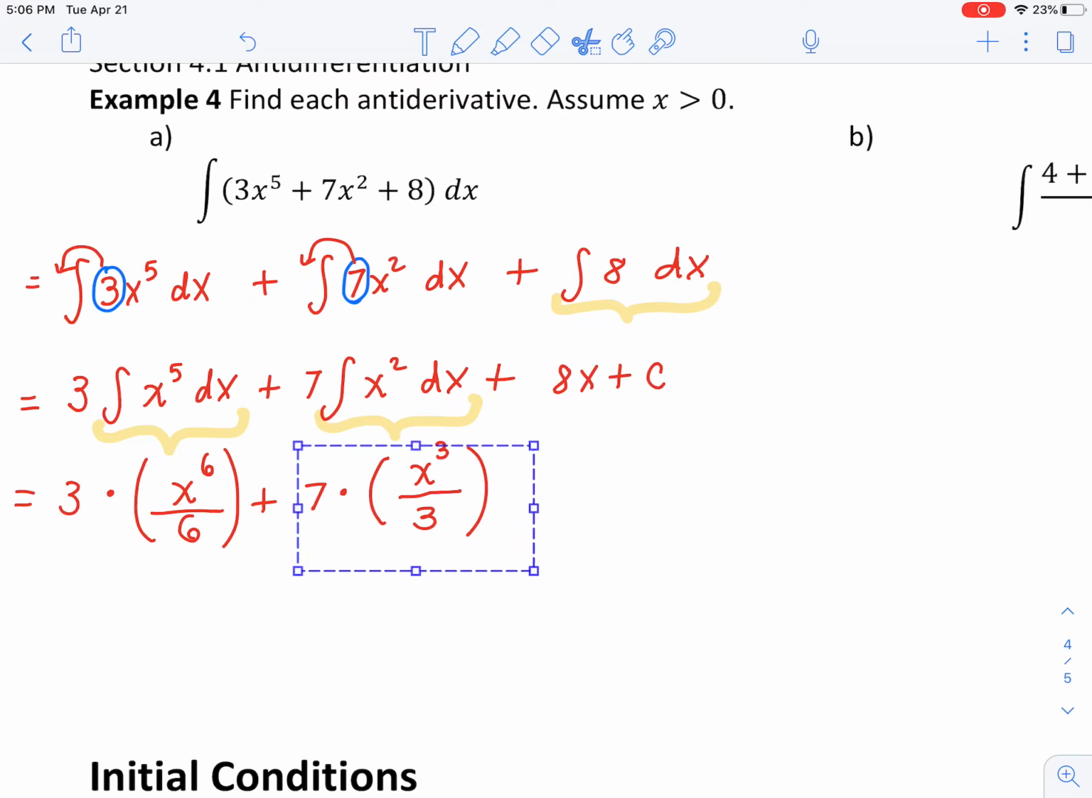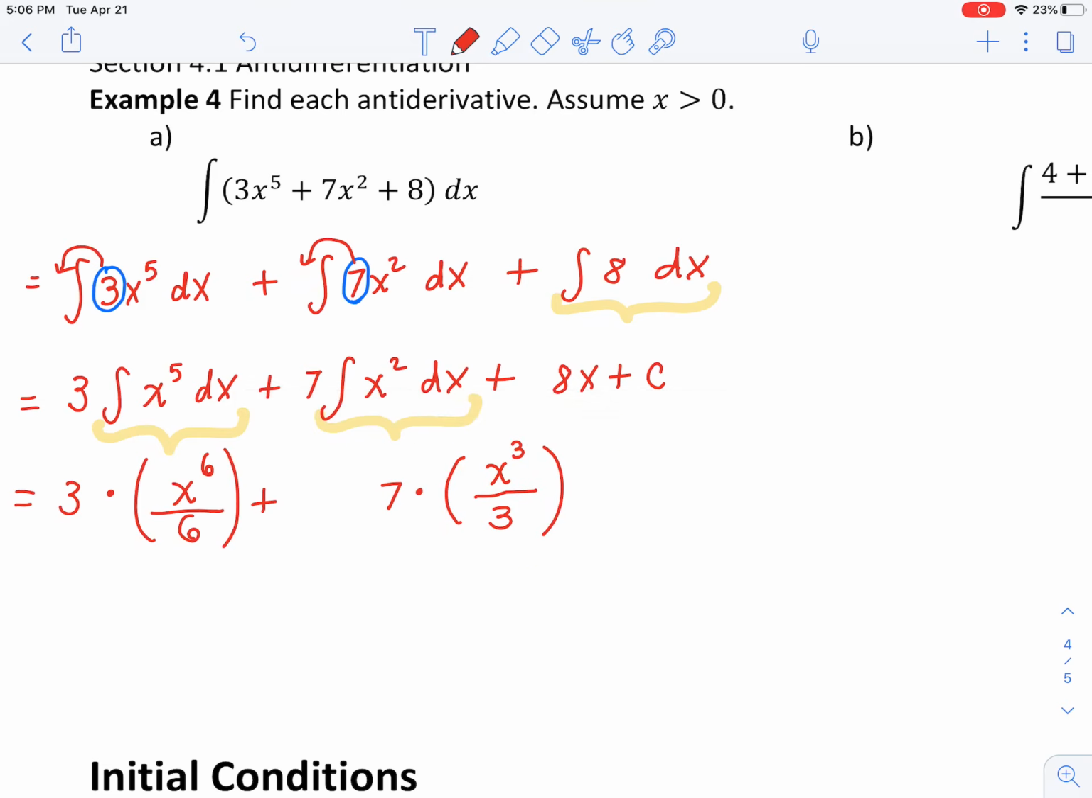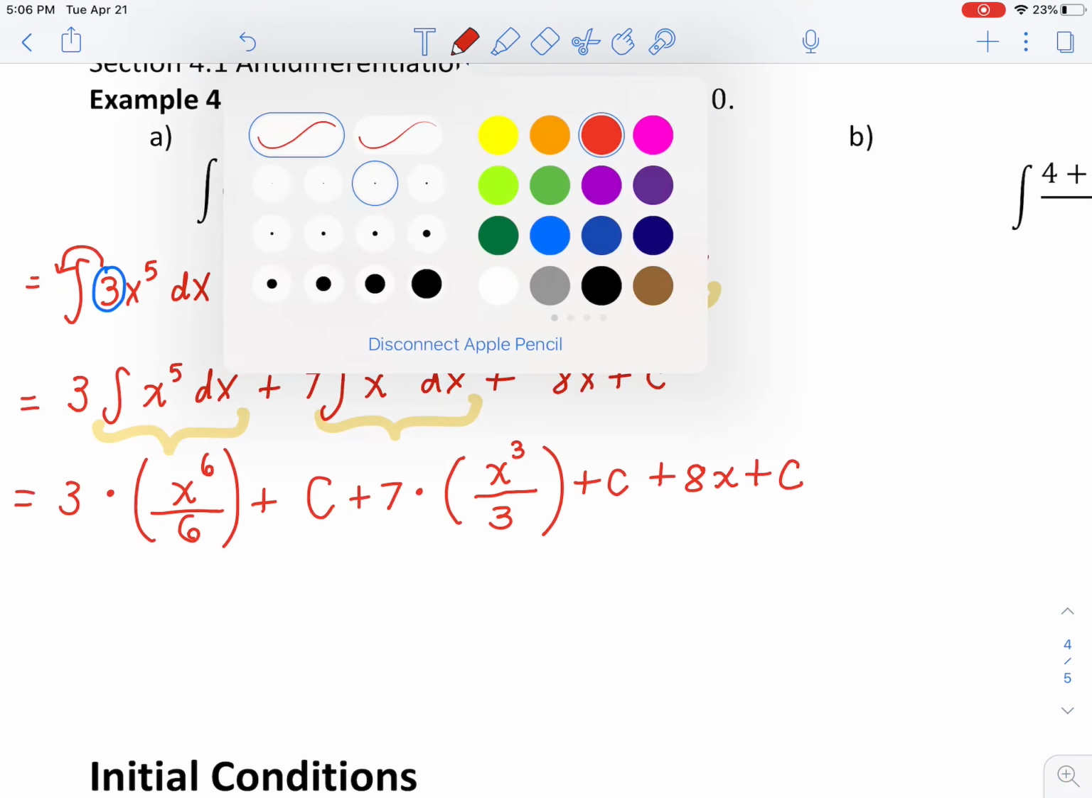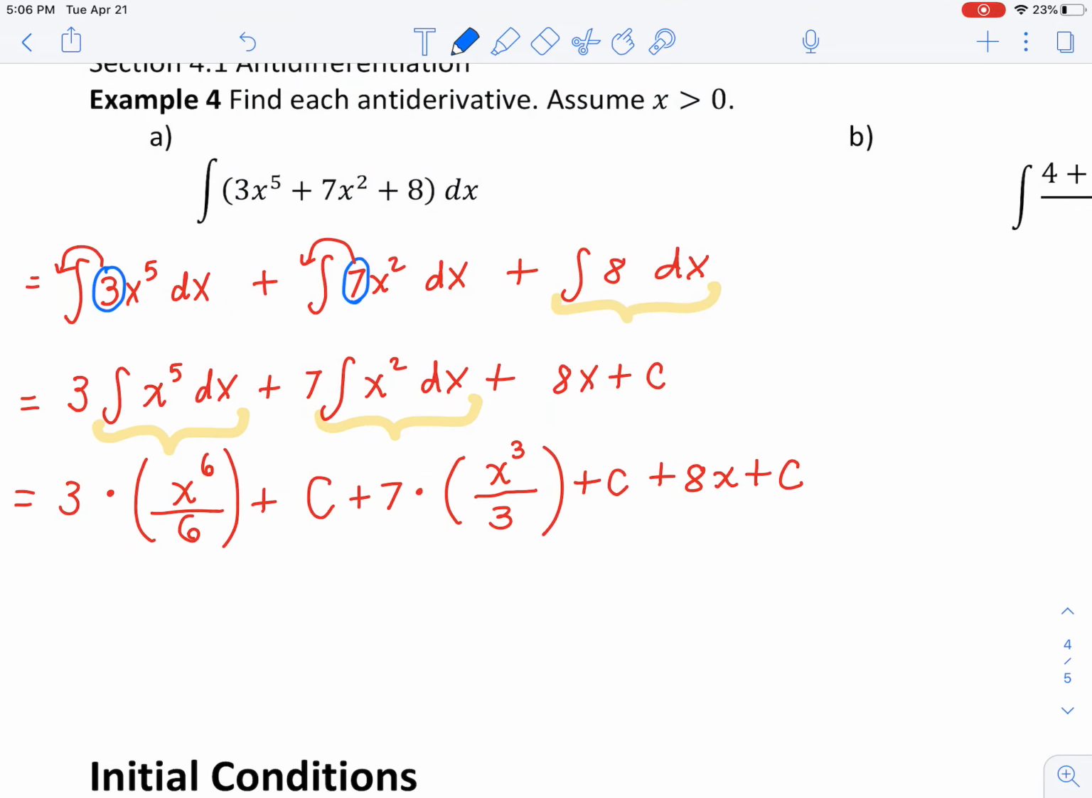Find the antiderivative of this. Increase the exponent by what? 1. x to the what power? 3rd power. And divide that by the new power of 3. Ta-da. And then, oh dear, I'm forgetting something. Now guys, take a look. I forgot about my c over here, so why don't I add plus c there? And then I will add a plus c right there. And then bring down my 8x plus c there.